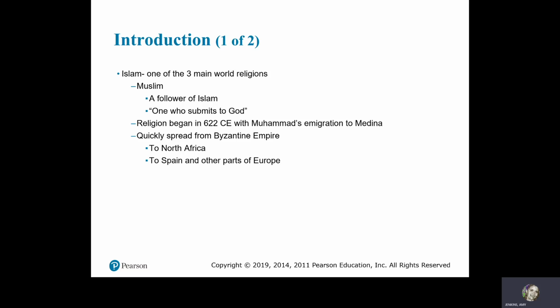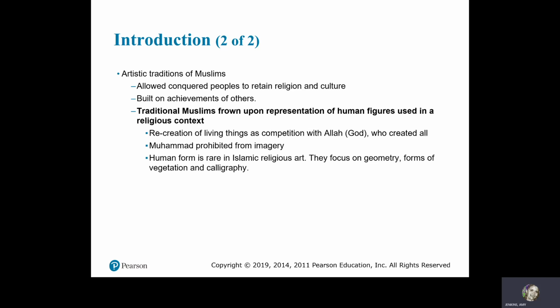Introduction. Islam is one of the three main world religions. A Muslim is a follower of Islam, which means one who submits to God. The religion began in 622 CE with Muhammad's immigration to Medina. It quickly spread from the Byzantine Empire to North Africa, to Spain, and other parts of Europe.